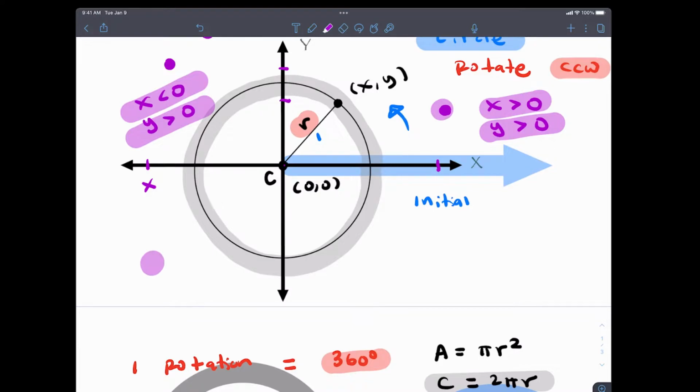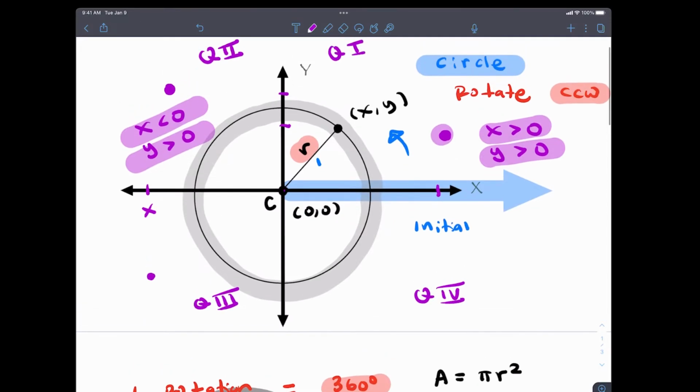Let's get a point out here, right? And we're going to call this quadrant 3. It's kind of going by counterclockwise orientation, by the way. This is quadrant 3, and this would be quadrant 4. So let me ask you, what do you guys know?